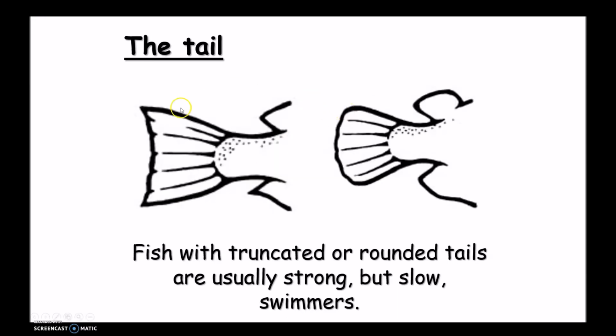Then fish with a truncated tail, which is this one here, or a round tail, are usually slow swimmers, but they're quite strong. So they can get a lot of force when they swing this big tail.